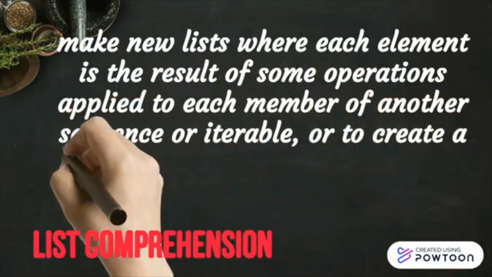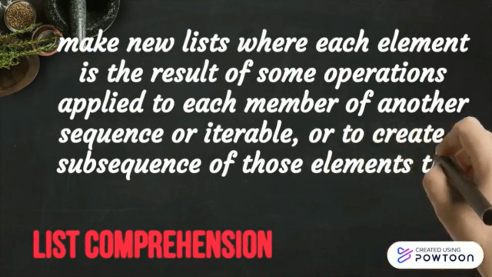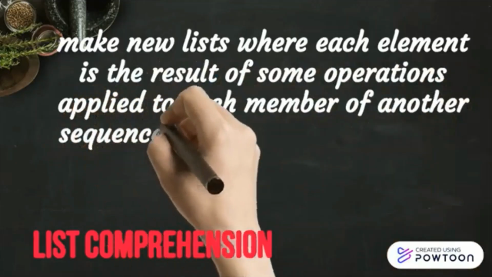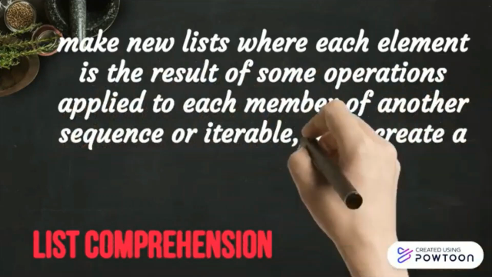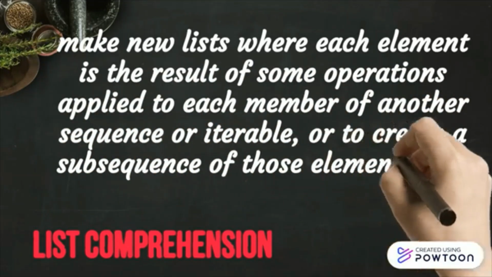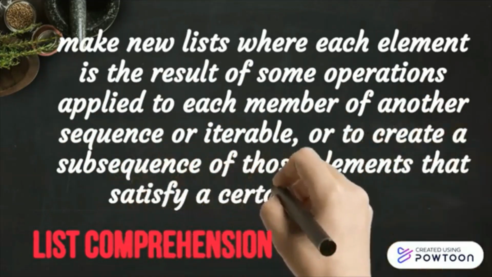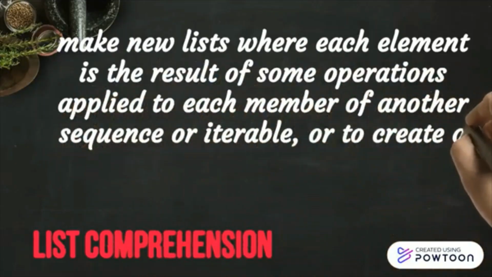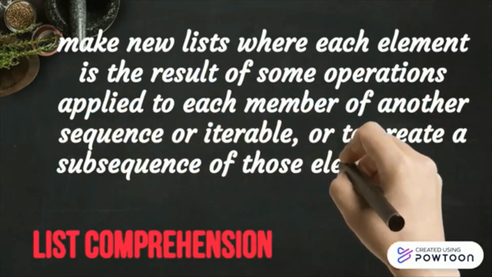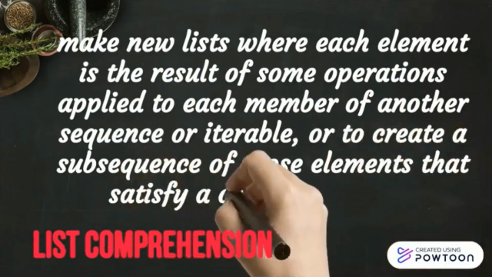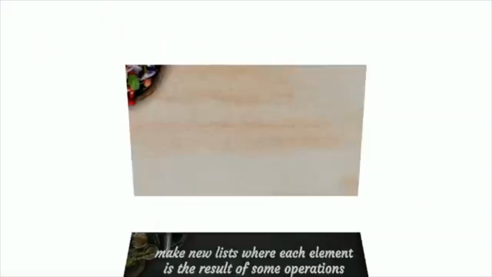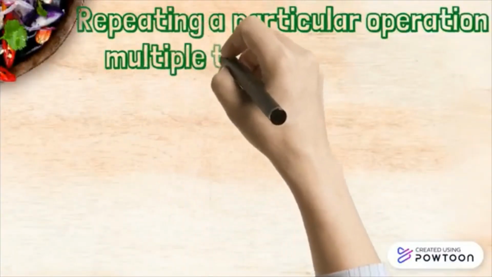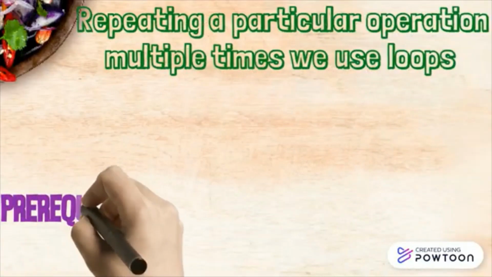Common applications are to make new lists where each element is the result of some operations applied on each member of another sequence or iterable, or to create a subsequence of those elements that satisfy a certain condition. Say for instance, we want to create a list of squares till 5. We can easily define it as list of square equals 1, 4, 9, 16, 25. Well, that was easy because the number is small.